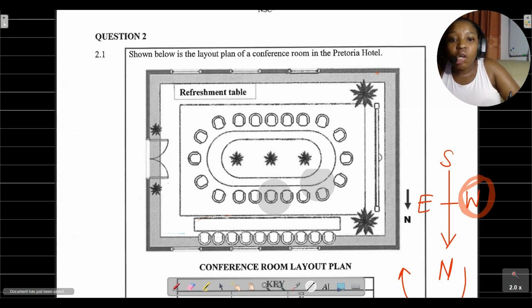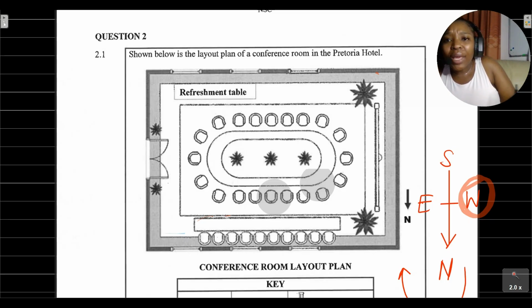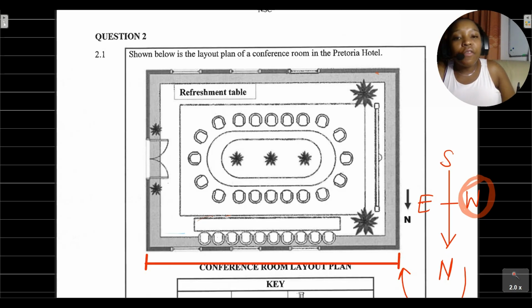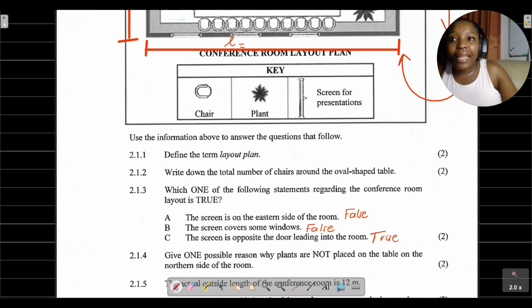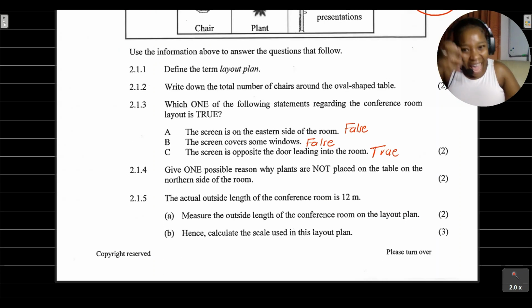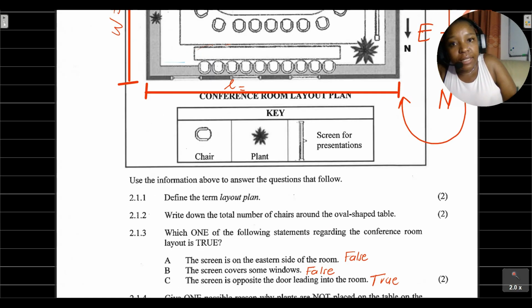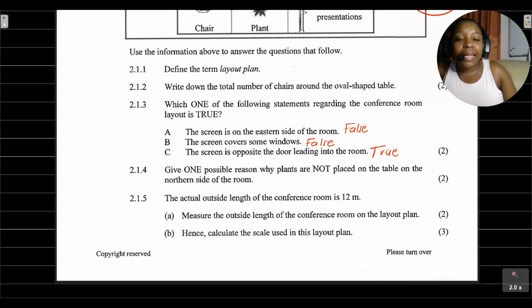So if you have a look at this conference room, we can see that the longer dimension is this one. So that means that this is the length of our conference room and this is the width of our conference room. We are told that the actual, real life length is 12 meters. A, we are told to measure the outside length of the conference room on the layout plan.